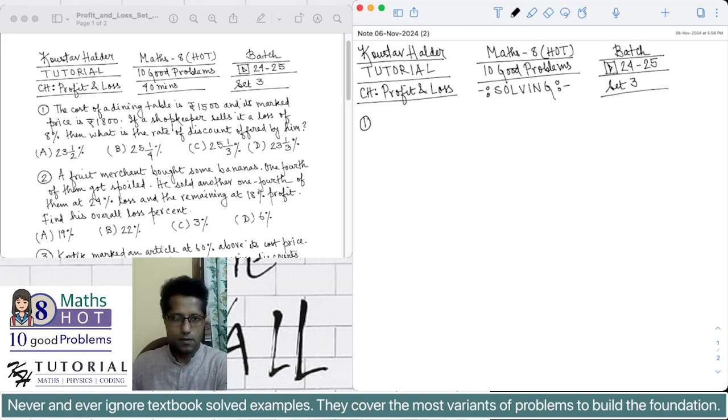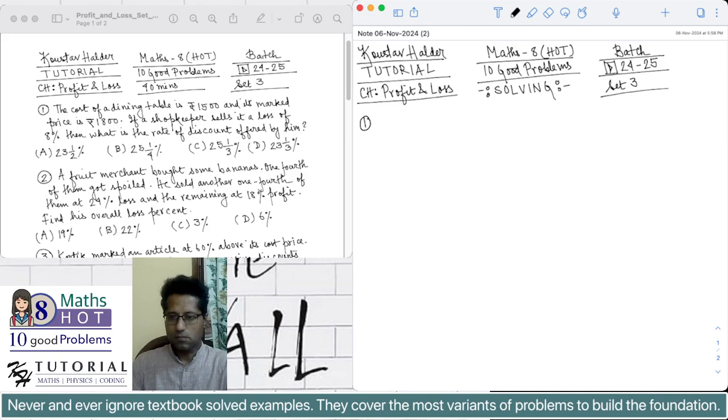Problem number 1. The cost of a dining table is rupees 1500 and its marked price is rupees 1800. If a shopkeeper sells it at a loss of 8%, then what is the rate of discount offered by him? Okay, so the problem is about marked price, discount, and the selling price with a loss of 8%.